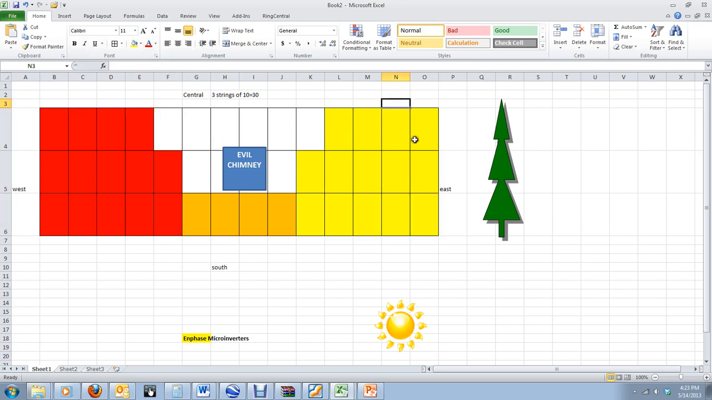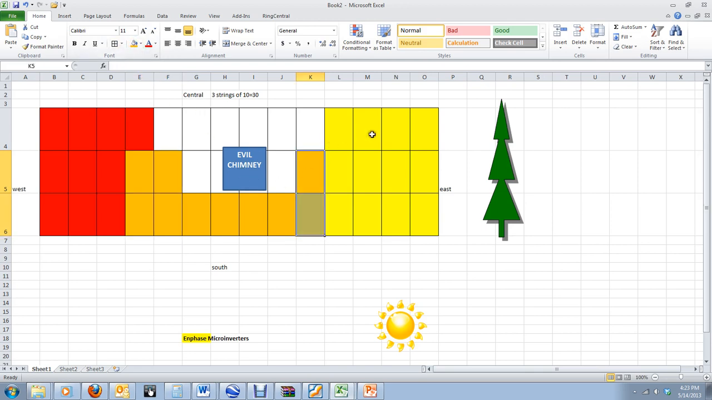So now I'm going to put some modules there. I need 3 strings of 10. So I got 6, 9, 10. These ones are going to be orange. That's going to be my string. 1, 2, 3, 4, 5, 6, 7, 8, 9, 10. These 2 are going to be in that string.